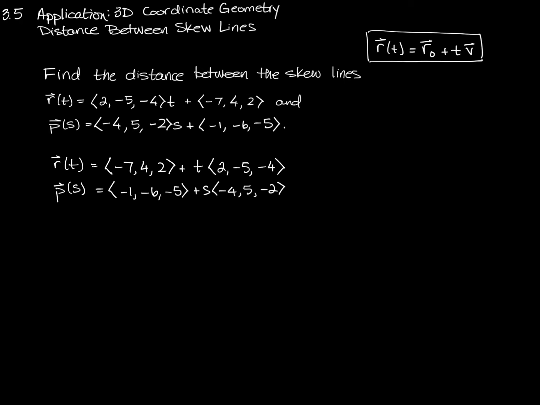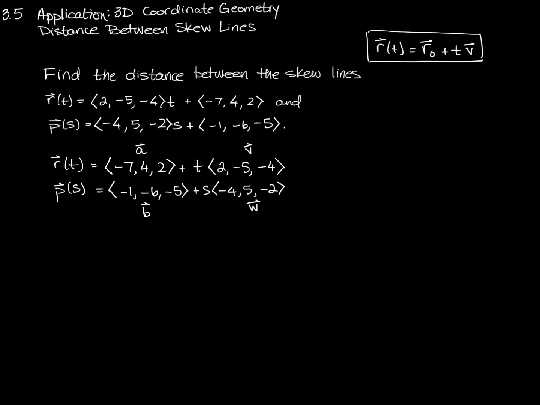So let's give these a couple of names, so they're in line with what we did on the previous screen. I want to call this one v, that direction vector, and this one I'm going to call w. And for my position vectors, I'm going to call this one a and this one b.